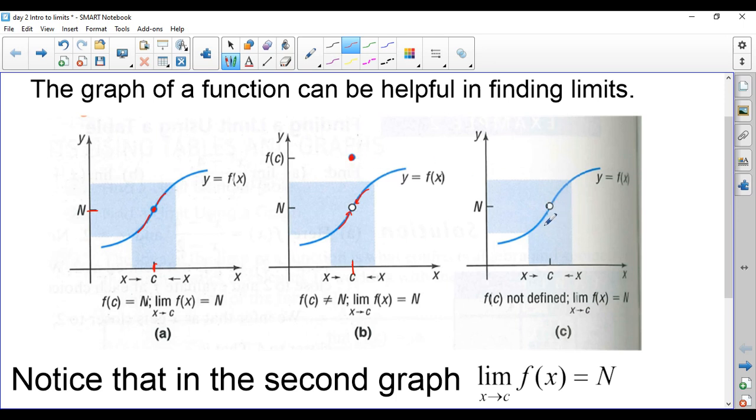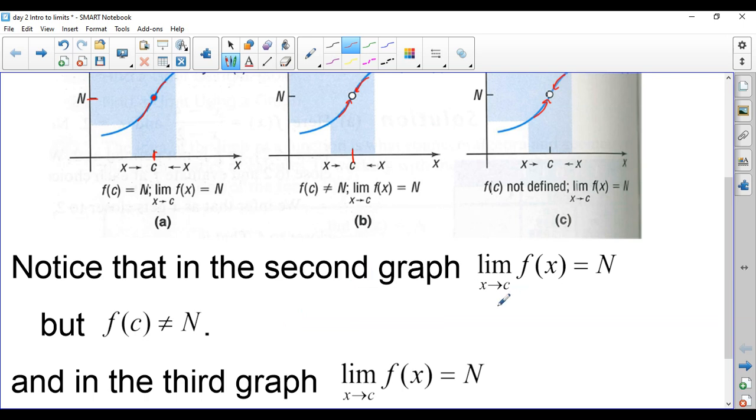In the last case, the function value at c is not defined at all. There's no point where the x coordinate is c. However, the limit as x approaches c of f of x is still n. As we come in from the left and come in from the right, the values of the function get closer and closer to n. You do not have to hit that value in order for it to be the limit.